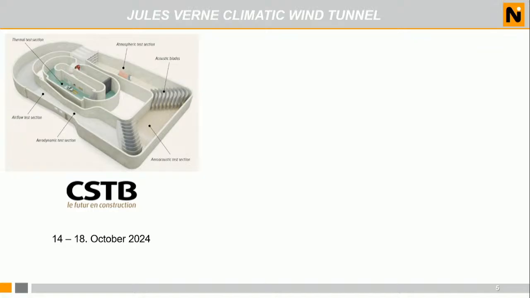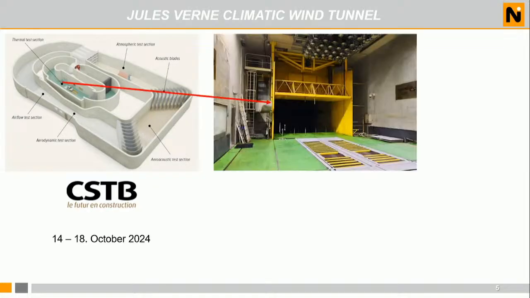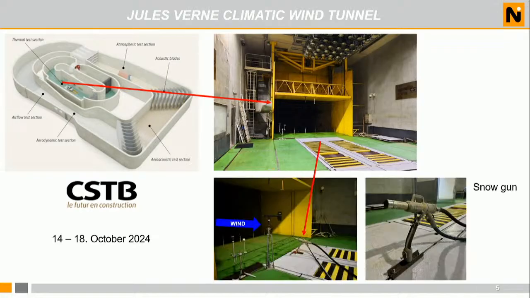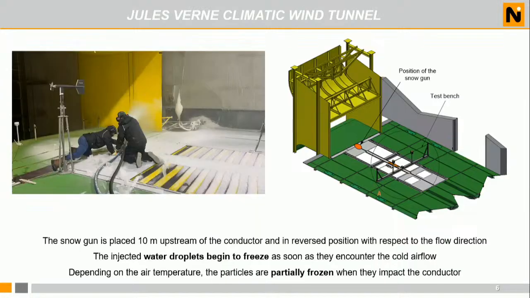We made experiments in CSTB supported by ERIES. It was 1 week of experiment last October. And here you see the entrance of the wind tunnel, and in order to generate snow, we had a snow gun. The snow gun was placed at the entrance and in a reverse position with respect to the flow.